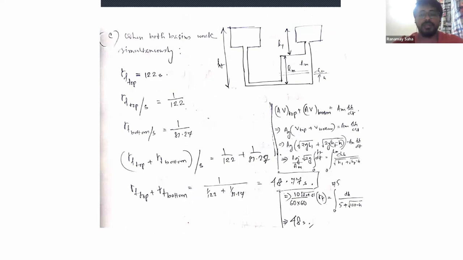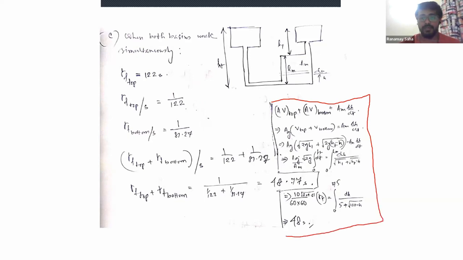So lastly, where we arrive is when both of the basins work simultaneously. This is a case which you need to think upon. So here both are acting simultaneously, right? So when you find out, okay, this is the actual concept which works.